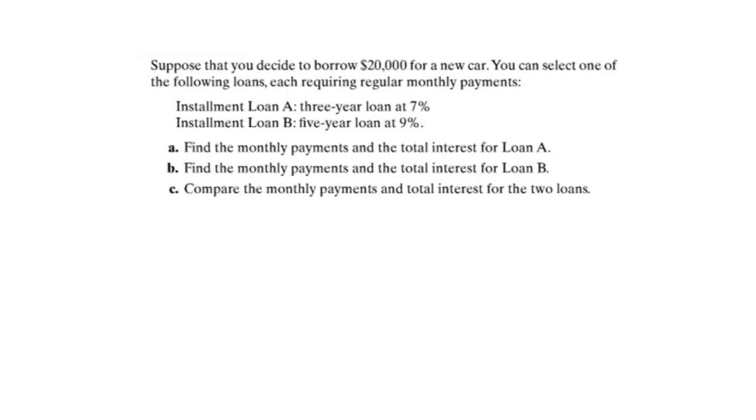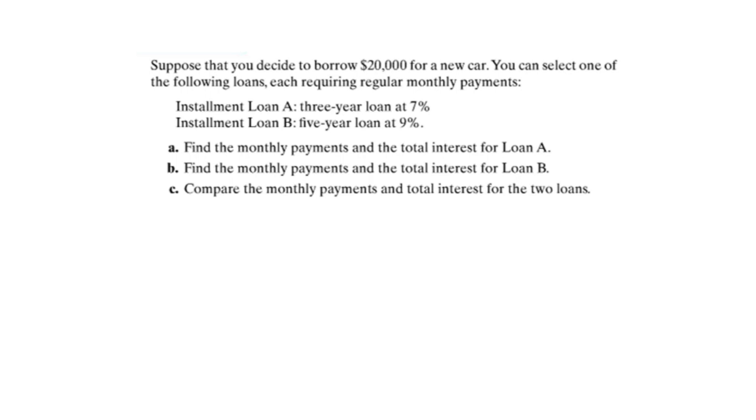Suppose that you decide to buy a new car for $20,000. You're going to borrow $20,000 for that new car. You can select one of the following loans, each requiring regular monthly payments. Installment loan A is a 3-year loan at 7%. Installment loan B is a 5-year loan at 9%.